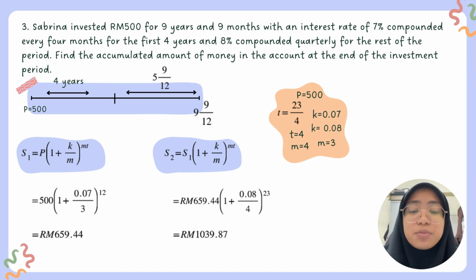Next, we have the formula S2 = S1(1 + K/M)^(MT). So, put the previous S in this formula, which is 6,594.44, times (1 + 0.08/4) to the power of 23. And the final answer is 10,398.87 ringgit.